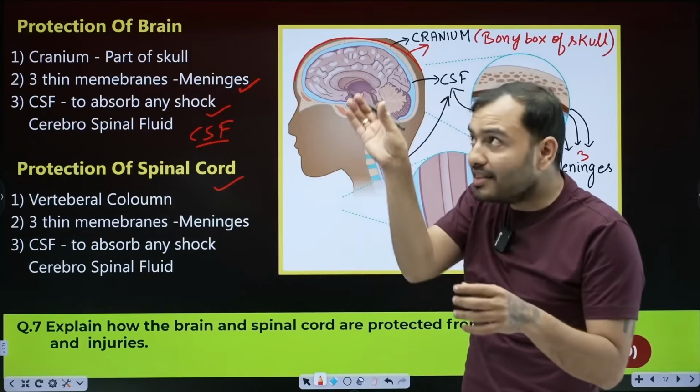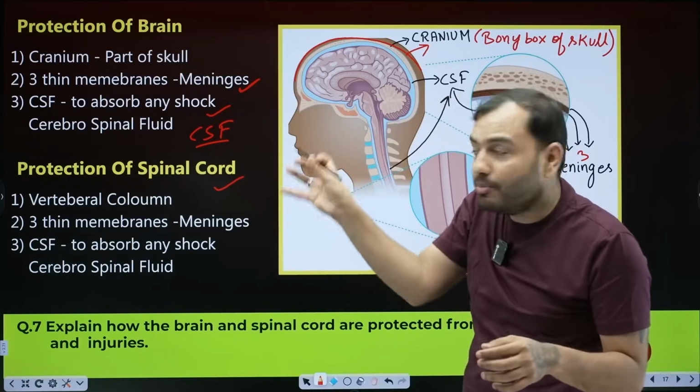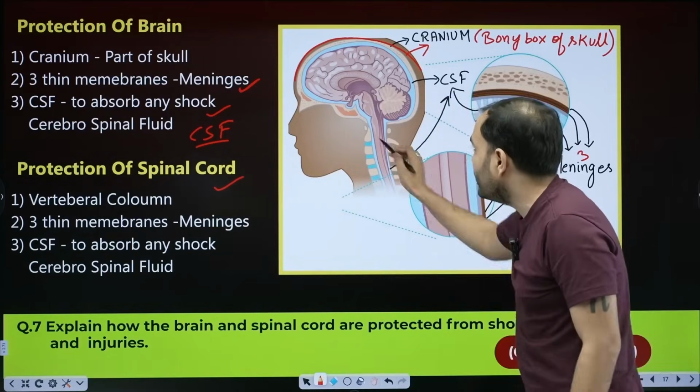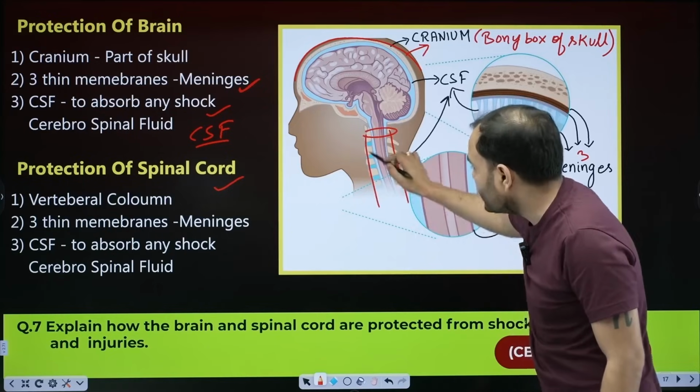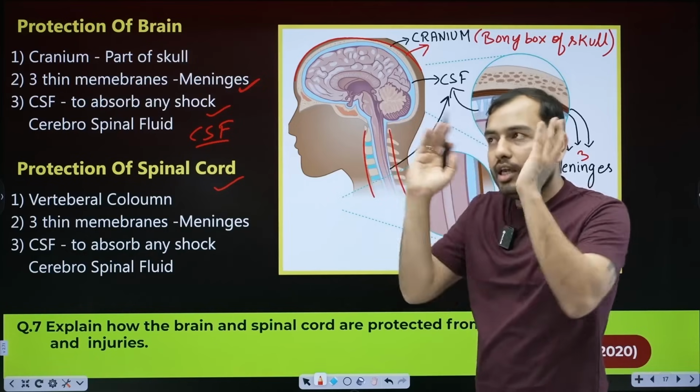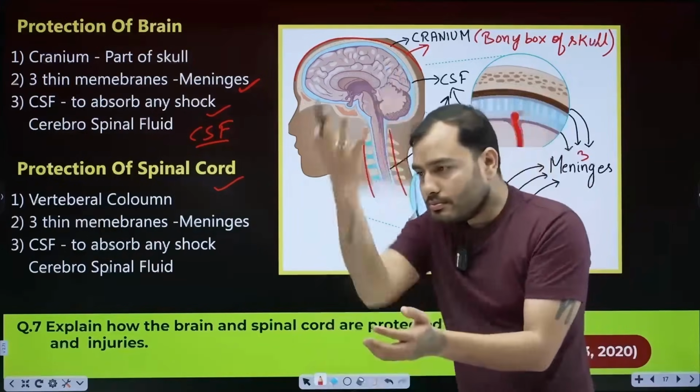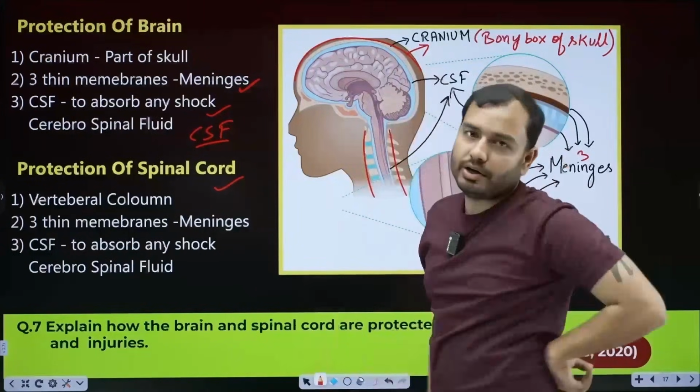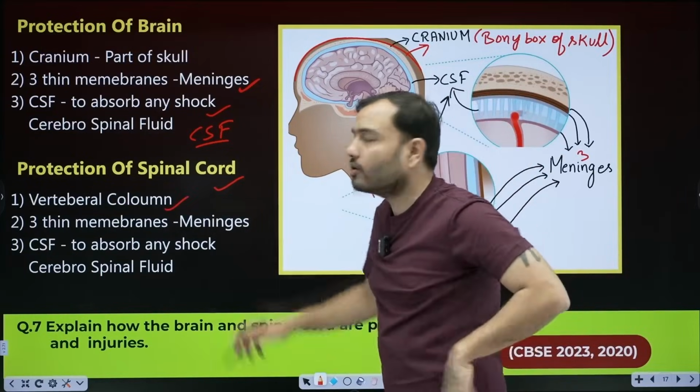bones. Which bones? I told you, the backbone or vertebral column. Look, the spinal cord is going inside. What do you see from the side? Bones. So this is the vertebral column. The spinal cord is inside this hollow tube. So first, who is protecting it? The vertebral column or backbone.